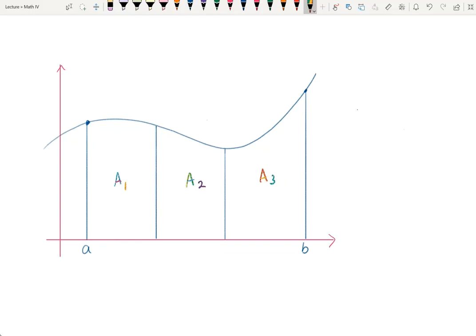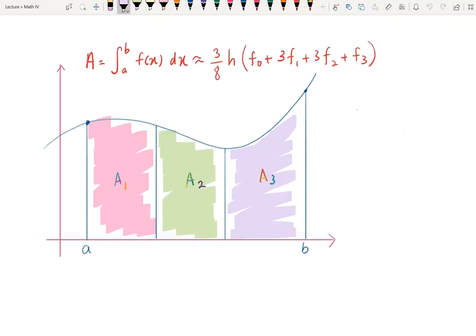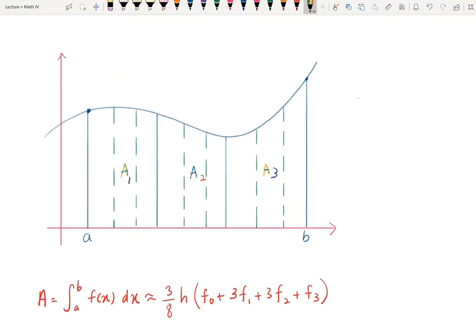Tapi untuk dapatkan value for each area ni, okay, let's say yang area pertama ni, area kedua dan area ketiga. Untuk kita approximate the value of each area ni, we can use the formula for one segment tadi, formula yang ni. Okay, jadi macam mana kita nak kira area for each mini segment ni? Kita kena subdivide each mini segment into subsegment. Okay, dia akan jadi macam ni.